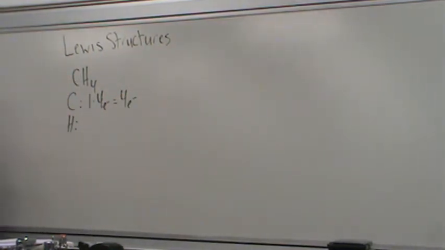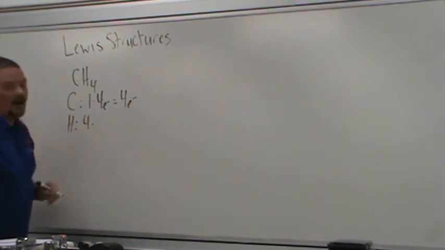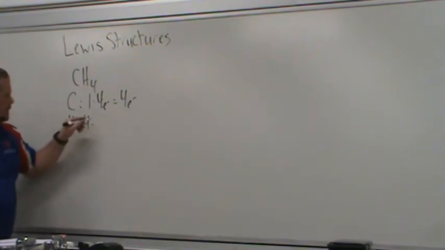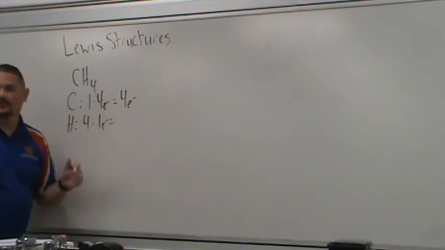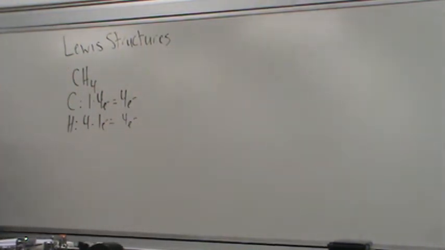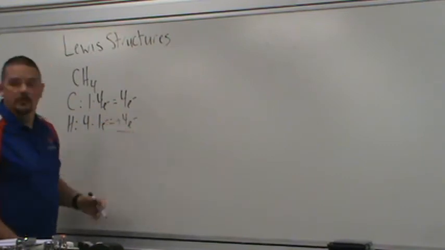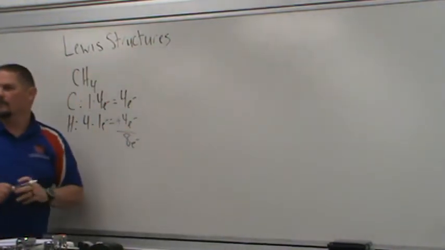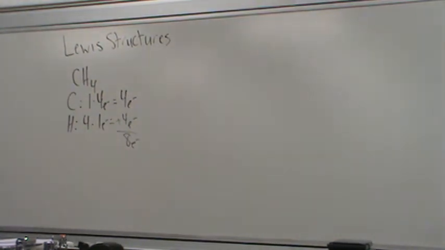Okay, hydrogens. How many hydrogens do we have in our formula? 4. And how many valence electrons does a hydrogen atom have? 1. So 4 times 1 is 4. Once we have done this for every element in the compound, we're going to add up our numbers. 4 plus 4 is 8. Okay, now with this I'm going to show you 2 different ways that we can do this. Okay?